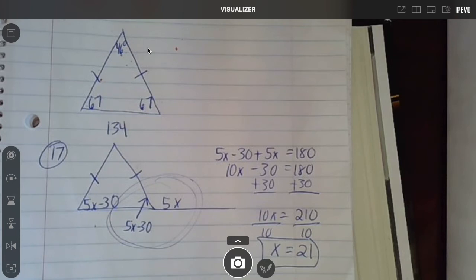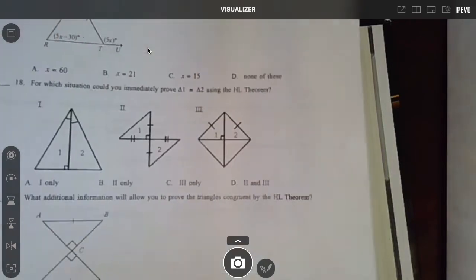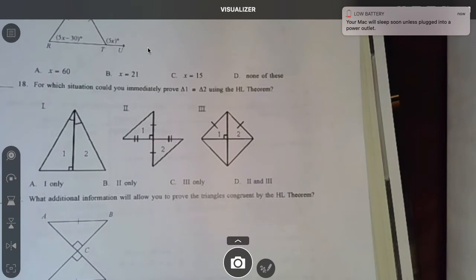Let's look at 18. Which one can you prove that angle 1 is equal to angle 2 using the hypotenuse leg theorem? Which one of those do you know that angle 1 is equal to angle 2 using hypotenuse leg?